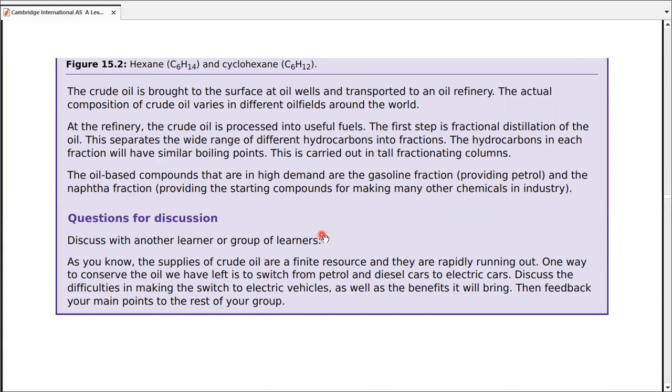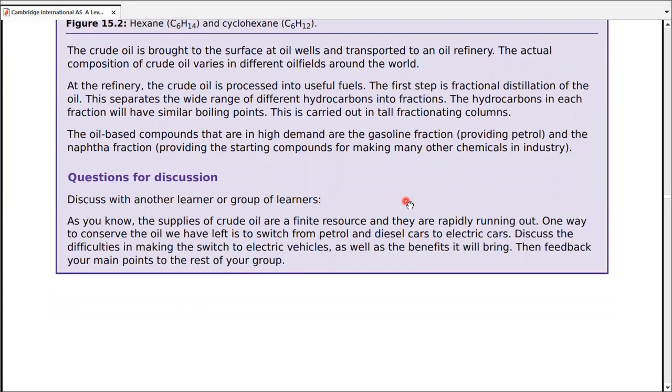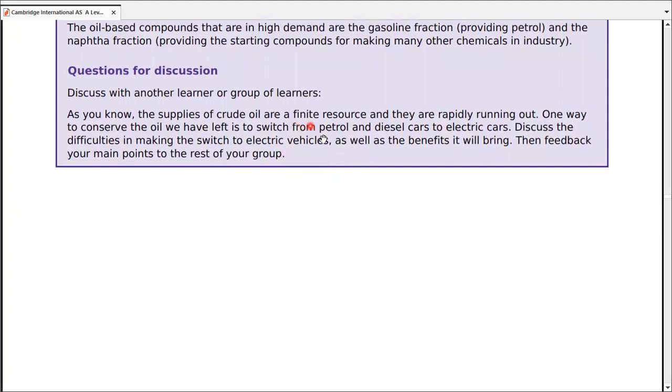The oil-based compounds that are in high demand are the gasoline fraction, which provides the petrol to the car industry, and the naphtha fraction, which is the starting compound for making many chemicals in the industry. I hope you understand that the top fractions of the fractionating column are usually much more in demand as compared to the bottom fractions. The bottom fractions are usually known as heavier fractions, and heavier fractions are commonly less in demand. I hope you also understand that crude oil is a finite resource and we are rapidly running out of it.